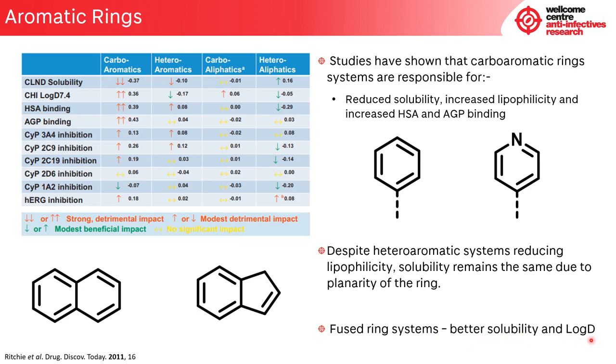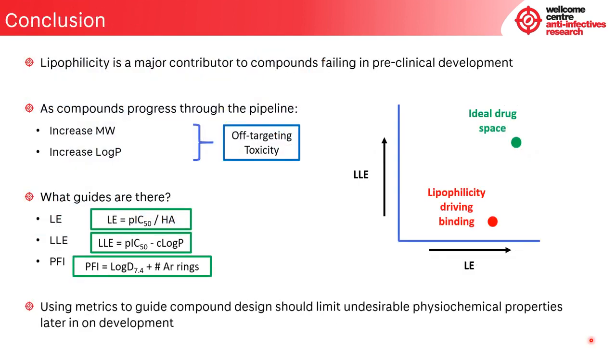It has been a short talk, but a very important talk. In this talk, we have been critical once again about lipophilicity. Lipophilicity is a major contributor to compounds failing preclinical development, and you must pay attention to this property as you start to move through the drug discovery pipeline. If not, it can lead you to potentially some off-target effects and perhaps preclinical toxicity.